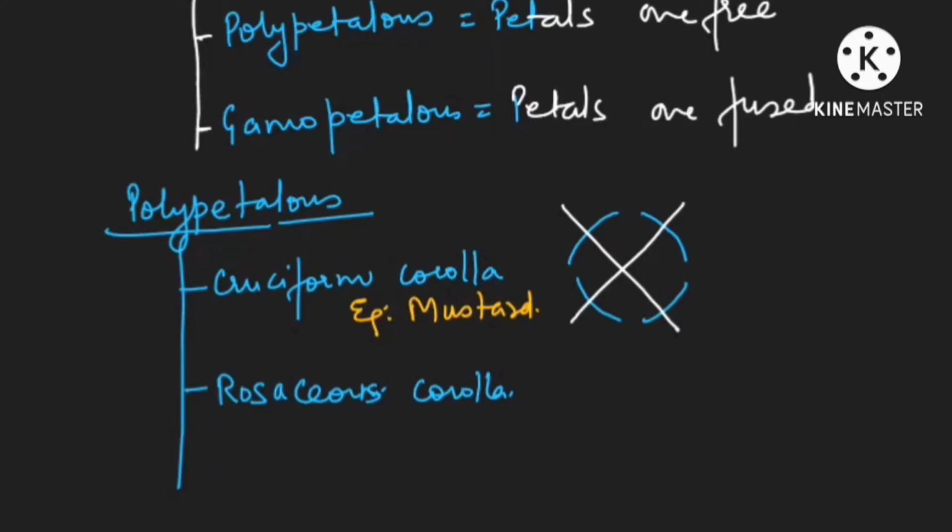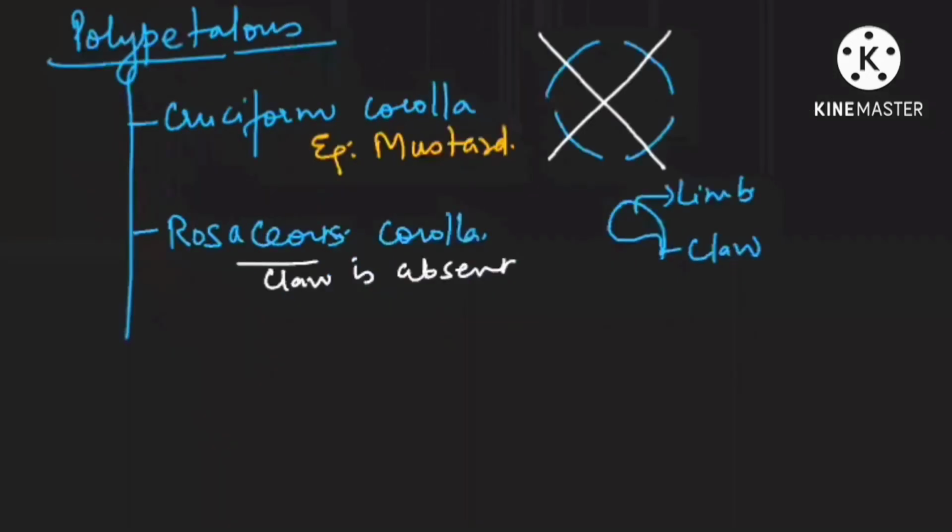Let us assume this is one petal. So this is the limb and this is the claw. And this is the limb structure. So in case of rosaceae family, claw is absent. Example is your rose plant.